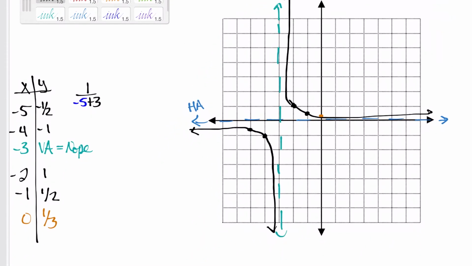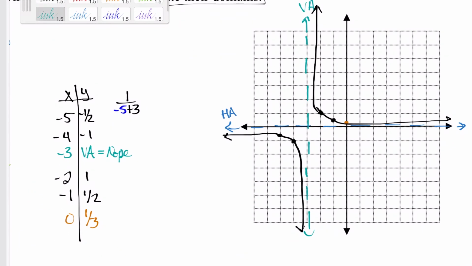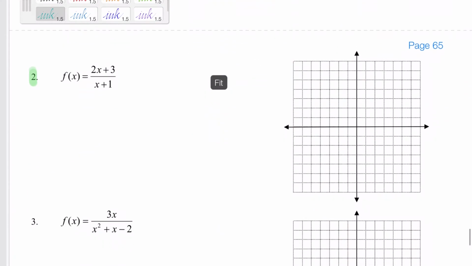Last thing that we want to do is figure out what the domain is. So here it says state their domains. So here, my domain, my x values, the only thing I cannot plug in is at -3. So my domain is everything except for -3. So x is not equal to -3. And then we're finished.